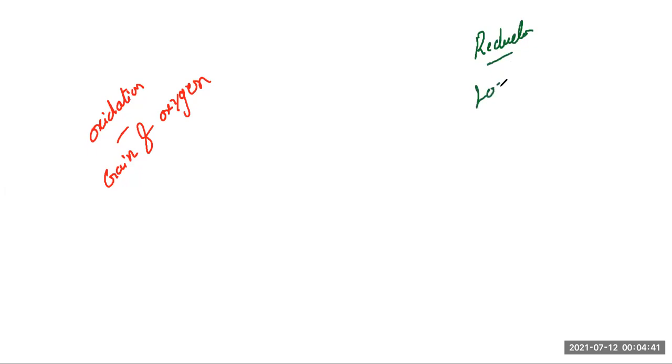Yes, guys. So let us discuss what is oxidation and what is reduction. As you are aware, oxidation is a simple term: oxidation is gain of oxygen. So in a chemical reaction, if oxygen is gained, you call it an oxidation. And what is reduction? Simply, you will call reduction as loss of oxygen.